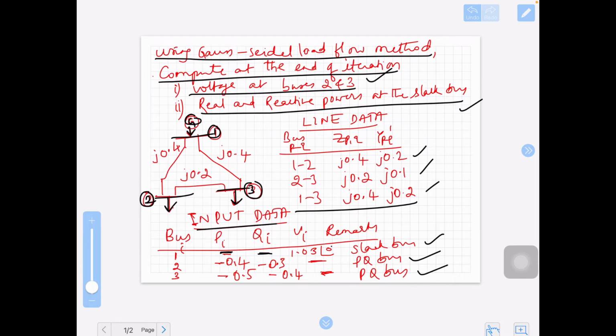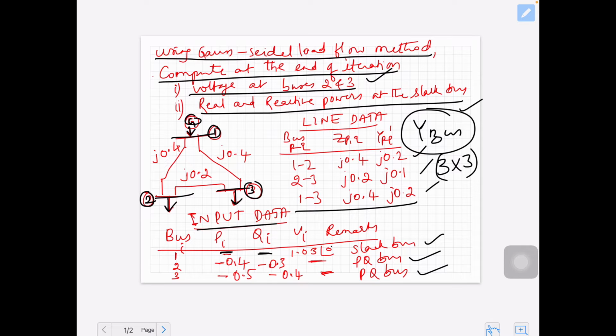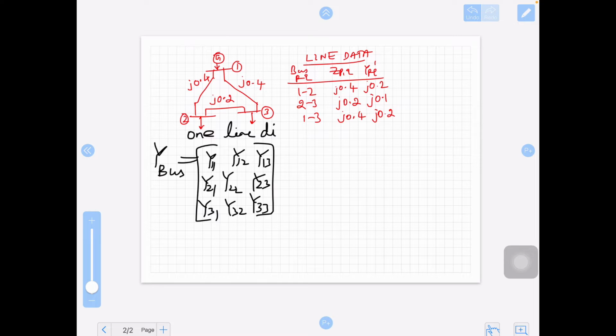The first step of the solution is to find the bus admittance matrix using the inspection method with the line data. The order of the Y bus matrix is equal to the number of buses. Here the number of buses is 3, therefore it is 3 cross 3. So this is the Y bus matrix, with diagonal elements Y11, Y22, Y33 and the off diagonal elements.